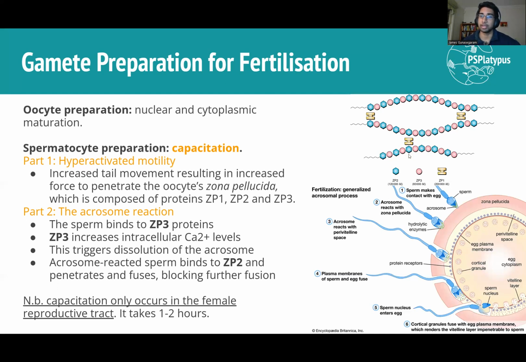And so the acrosome basically dissolves, degenerating into lots of little hydrolytic enzymes, and those then help it break down the region. At the same time, the acrosome-reacted sperm now binds to ZP2. So it can only bind to ZP3 before it undergoes the reaction, and it can only bind to ZP2 after it undergoes the reaction. Okay.